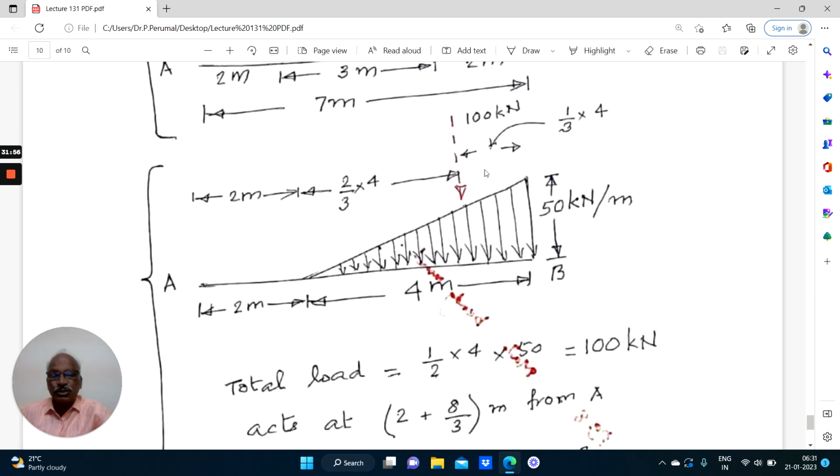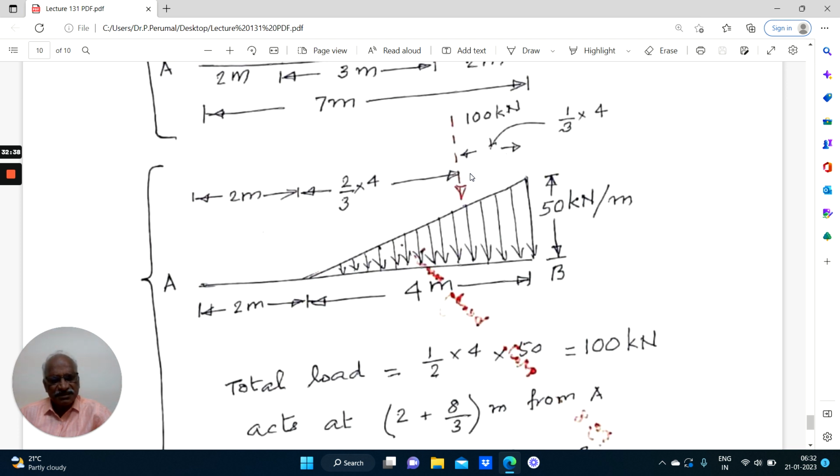Similarly, if it is uniformly varying load, total load equal to half into base into height, half into 4 meters into 50 equal to 100 kilonewton. The 100 kilonewton load is assumed to act at the center of gravity of that area. That is, center of gravity for this triangular load, it will be 1/3 from the base, namely 1/3 of 4 meters from B, 1/3 of 4 meters from here, or 2/3 of 4 meters from this apex, 2/3.